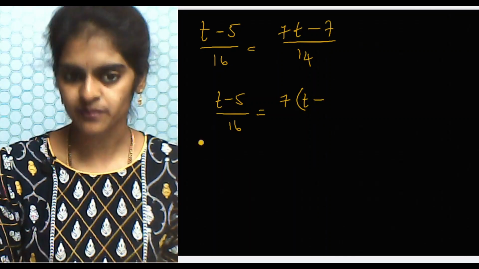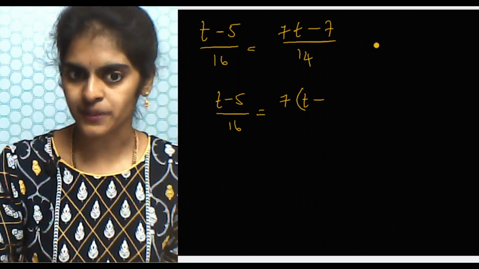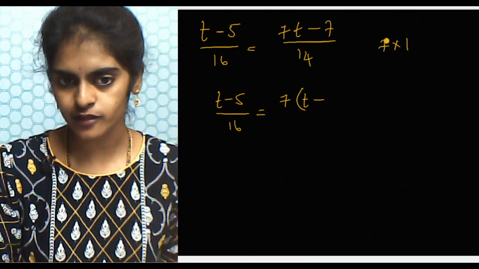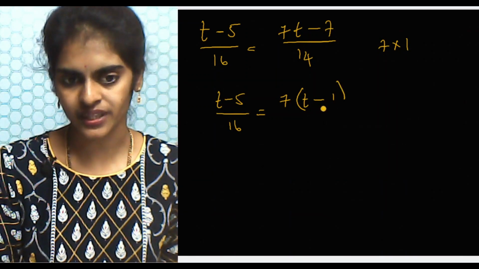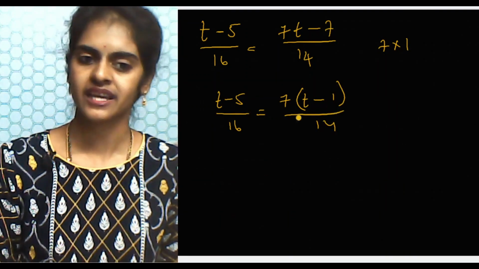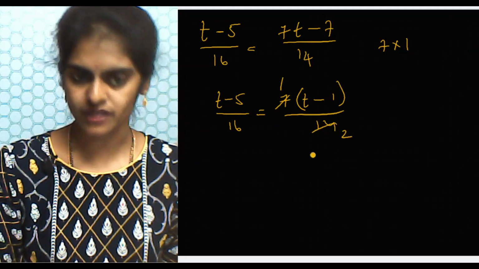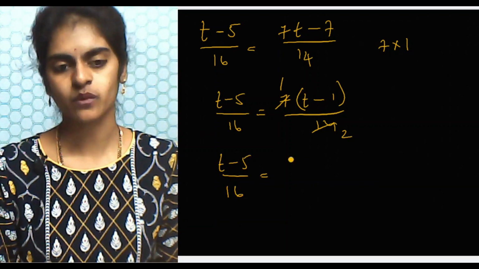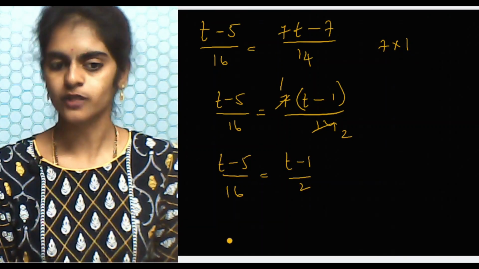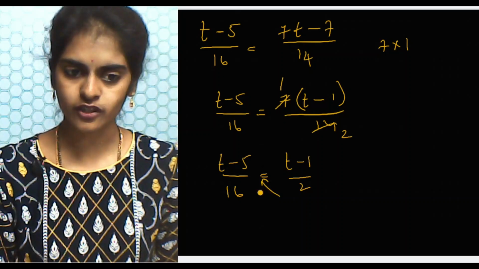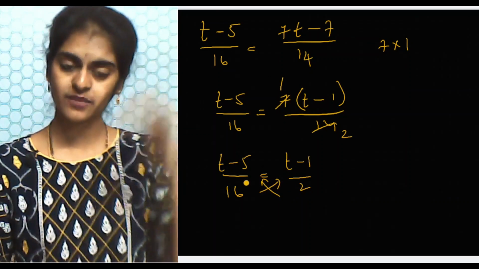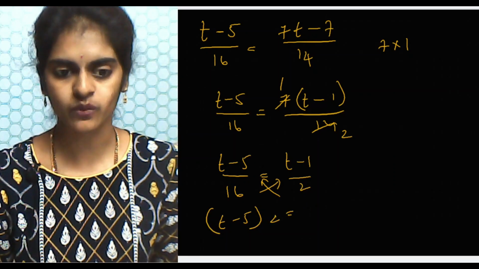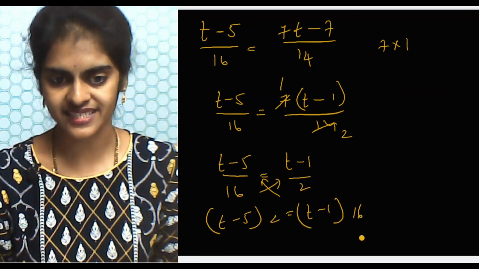You have minus, write minus. Here you are taking 7 common. 7 you can write as 7 into 1. Taking 7 common, what is left over? 1 is left over, isn't it? Write 1 here, divided by 14. Now 7 ones are 7, 7 twos are 14. Okay, so this is t minus 5 by 16 is equal to t minus 1 by 2. Okay, so now simple cross multiplication. This was like the previous problem, isn't it? So (t minus 5) into 2 is equal to (t minus 1) into 16.